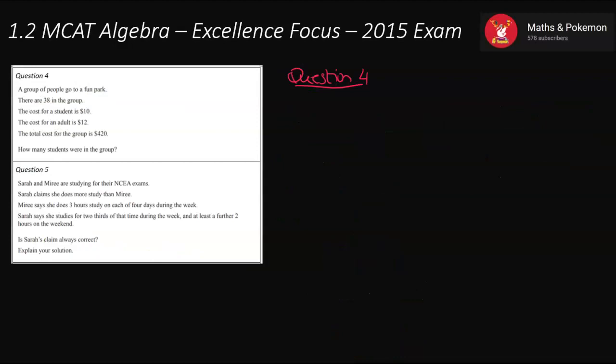Now on to question number 4. Reading through the question, we've got a group of people who've gone to the fun park. There's 38 people in the group. Students cost $10 each. Adults cost $20 each. The total group cost is $420. We've specifically been asked about the number of students in that group. So because it's a wordy question, the first thing I want to do is go ahead and start defining my variables. So I'm going to let A equal the number of adults in the group.